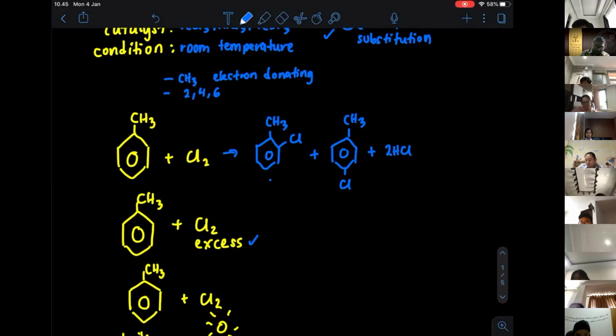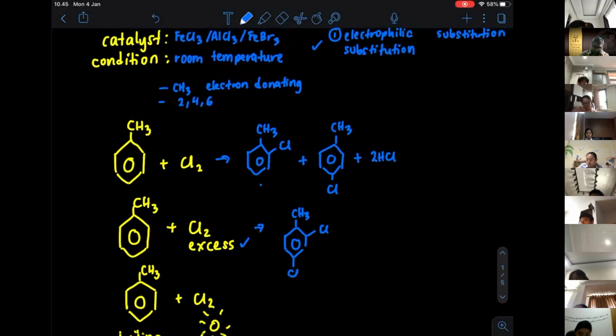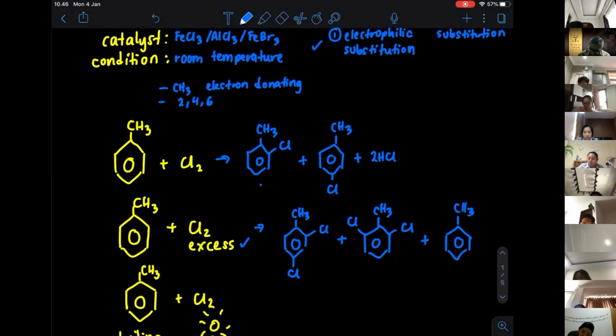So you are going to get the CH3, and Cl will come over here, and then you are going to get another Cl over here. This is going to be under excess. And you can also have CH3 here, and you can have the 2 and 6, so this is going to be Cl and Cl here. And you can also have a combination of everything: Cl here, Cl here, Cl here.